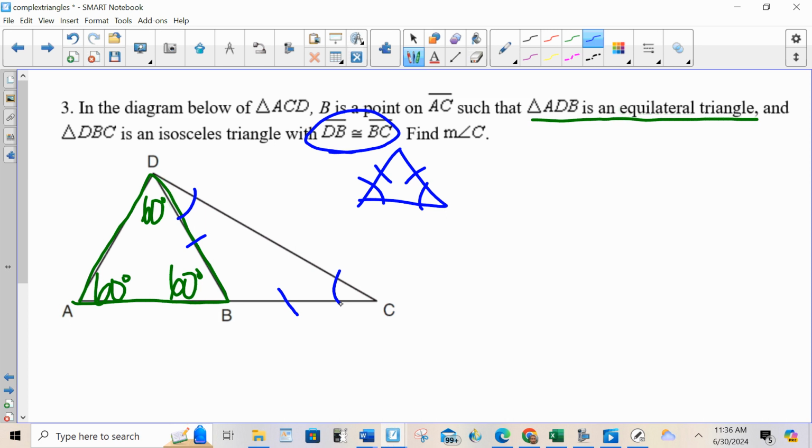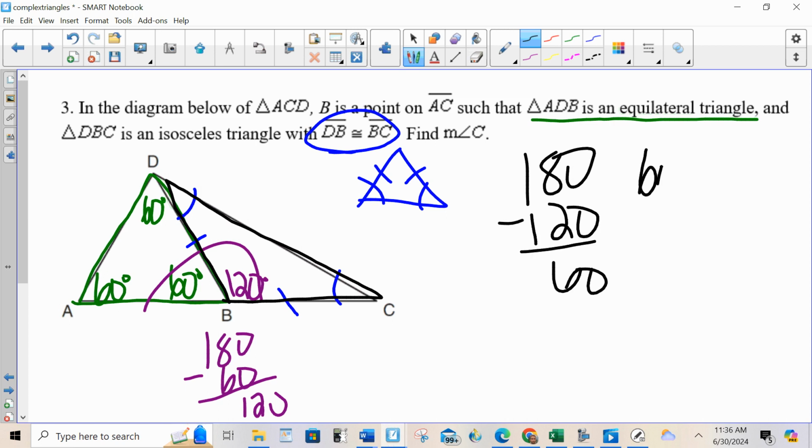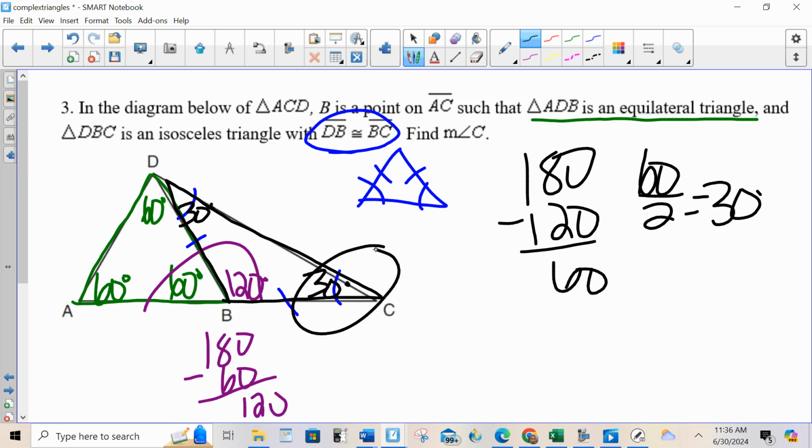All right, I look for linear pairs. I look for angles of a triangle. Linear pair, a straight line that's cut. 180 minus 60 is 120. Angles of a triangle. I see a triangle. Even though I don't have two angles, since I marked that those two are the same, we know we can subtract what we have from 180 and then divide that by 2 to get 30 and 30. Angle C is 30.